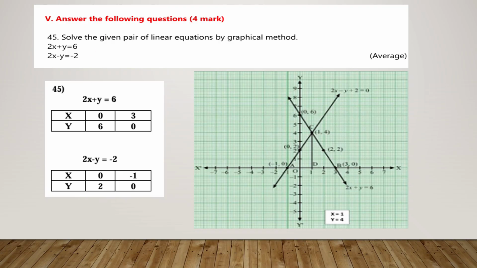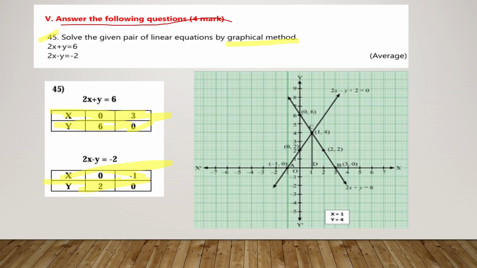Now let us continue with the last series of this LBS solution, that is of 4 marks questions. So students, this graphical method is very important for your examination. It will be asked for 4 marks. For the graph 2 marks, and for this distribution you have the 2 marks. So let us discuss. Solve the given pair of linear equations by graphical method.